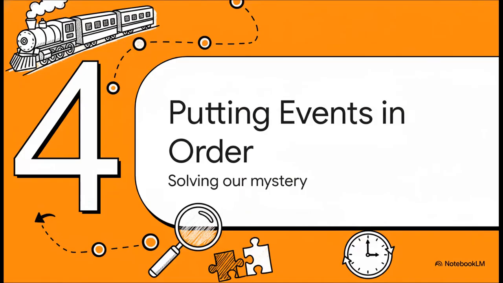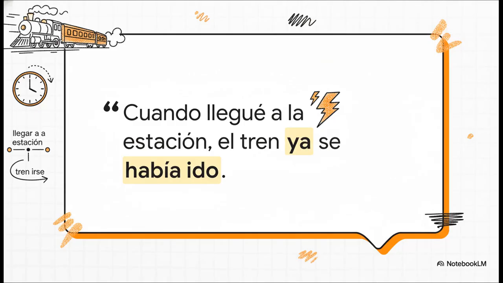All right, we've got our new tool, we know how to build it, so let's go back and solve that narrative puzzle we started with. It's time to fix our story about the train station. And here it is, the perfect sentence. Cuando llegué a la estación, el tren ya se había ido. When I arrived at the station, the train had already left. See how that había ido just instantly makes everything clear? And that little word ya, meaning already, is the perfect partner for this tense.